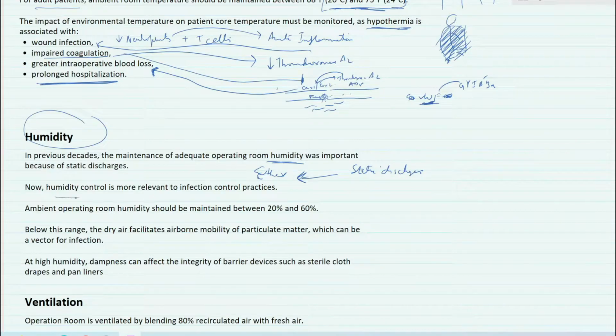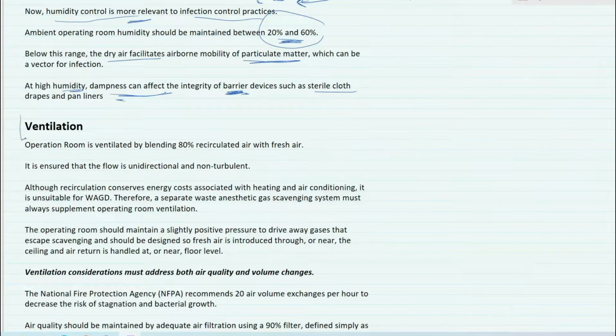But nowadays, humidity control is more relevant to infection control practices, because this is the range that we have, 20 to 60% humidity. This is what we want in an OR. Below this range, dry air would facilitate airborne mobility of particulate matter, and then that matter could lead to infections. And at high humidity, this could cause dampness of the drapes or sterile cloth, and this could again affect the sterile barrier that we have encased our patient in.